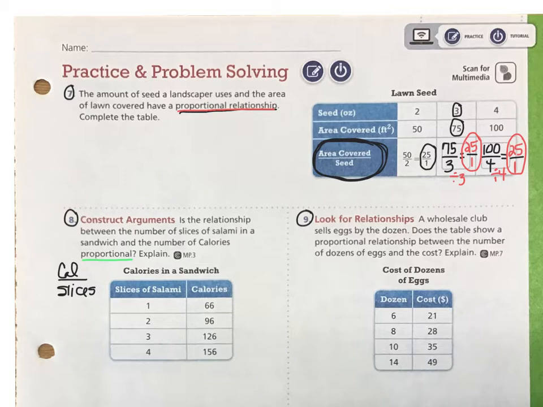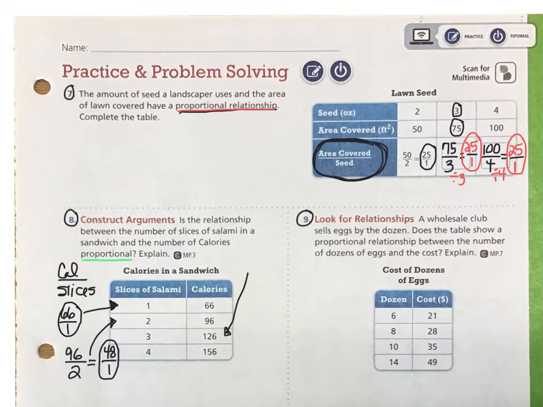So the first ratio is 66 calories in 1 slice. That already is a unit rate. Now let's take a look at the second ratio from the table, which is 96 calories for 2 slices of salami. How many calories would that be in just 1 slice? Well, divide 96 and 2 both by 2, and what do you get? If you said 48, you're correct. So this ratio is equal to 48 calories for 1 slice.